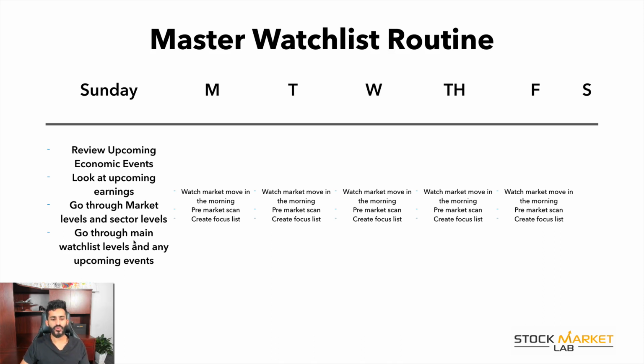Next, I like to go through my main watch list levels and any upcoming events for those main watch list stocks. So let's say I have Amazon on my main watch list. Let's say I have stock Apple on my main watch list. Let's say I have stock BA on my main watch list. And let's say I have Roku. So what I would do is this week, I might see that, okay, Roku has an event on Wednesday.